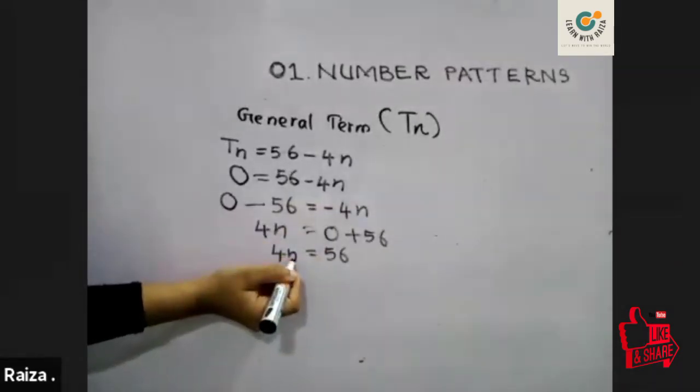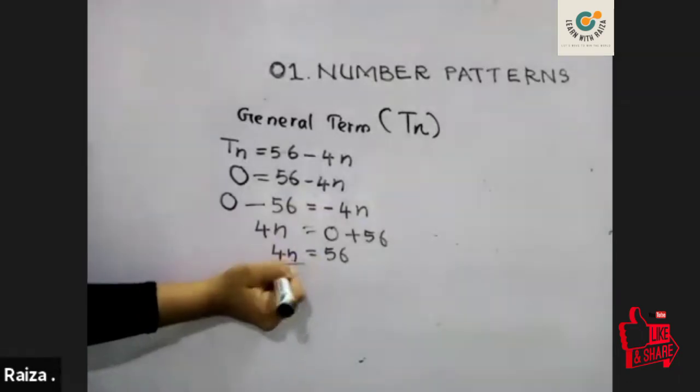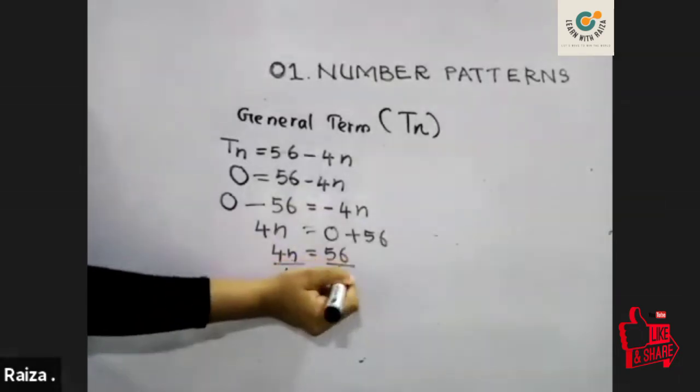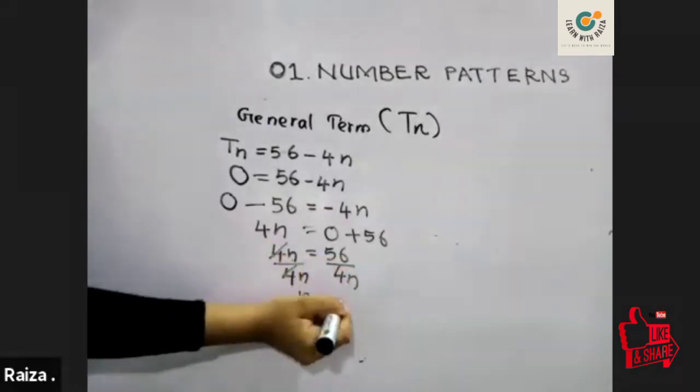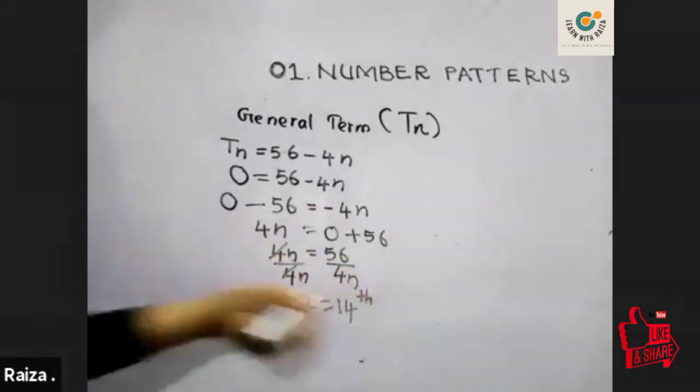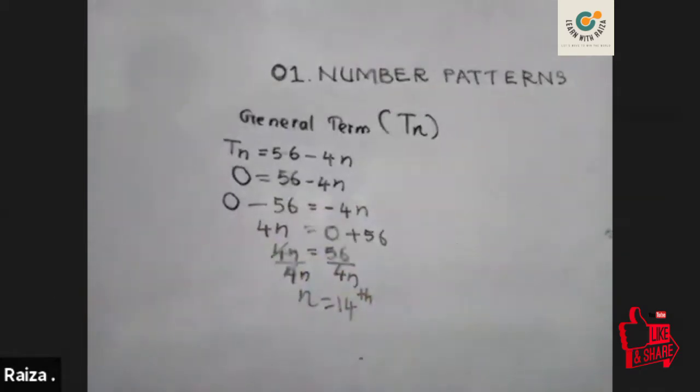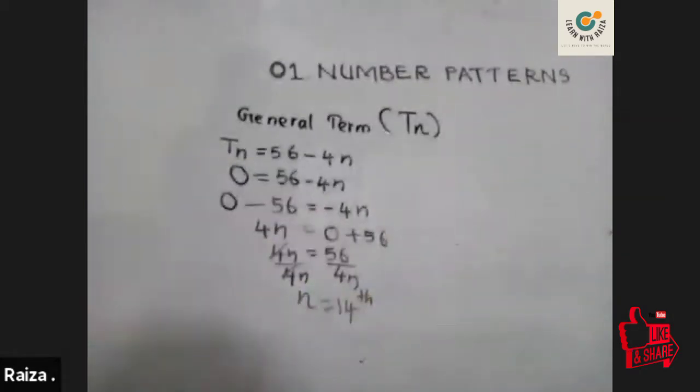Right, now to make n alone, you know this is a multiplication. If you want to isolate that, you have to do the opposite, which is division. Then you are getting n equal to how much? 14, which means the 14th term is giving you 0. See how you found a whole number. So that means 0 is a term of this number pattern.